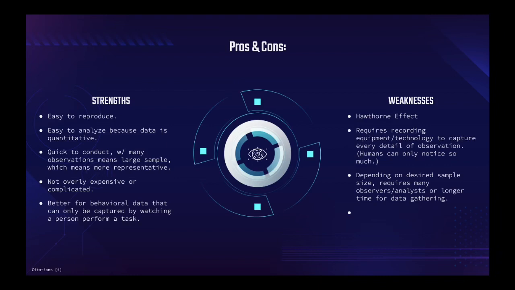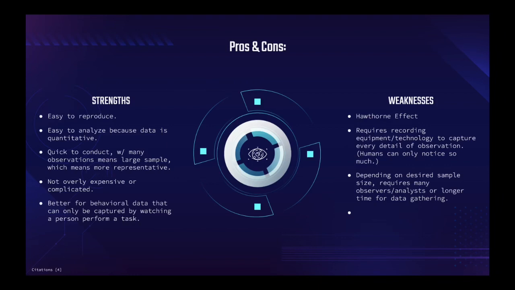Some of the strengths of using the observation method is that it's easy to reproduce, it's easy to analyze because data is quantitative, it's quick to conduct with many observations, which means large samples, which means more representation. It's not overly complicated or expensive, and it's better for behavioral data that can only be captured by watching a person perform a task. Some of the weaknesses, however, are the Hawthorne effect, and it requires recording equipment technology to capture every detail of observation because humans can only notice so much.